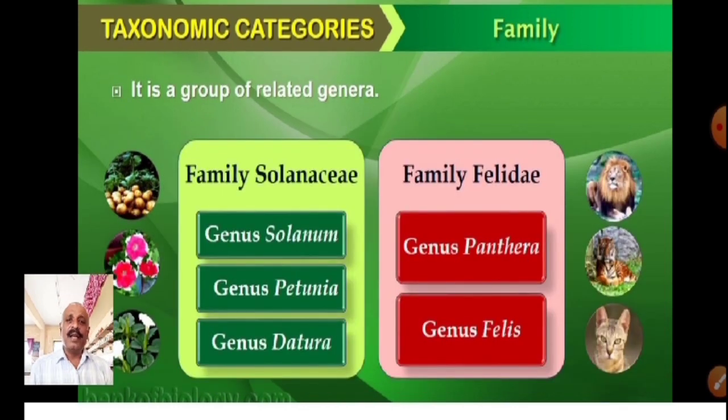After the genus, the next hierarchy is the family. It is a group of related genera, closely related genera. The common characters slowly decrease as we go upward. Here closely related genera are kept under the same group, that is a family. We are observing the family Solanaceae.